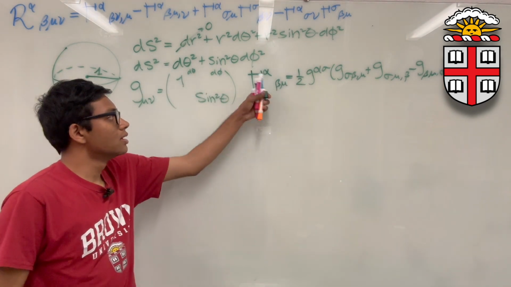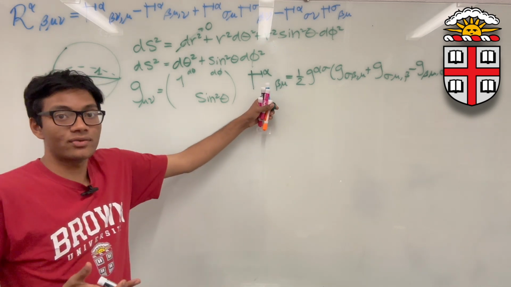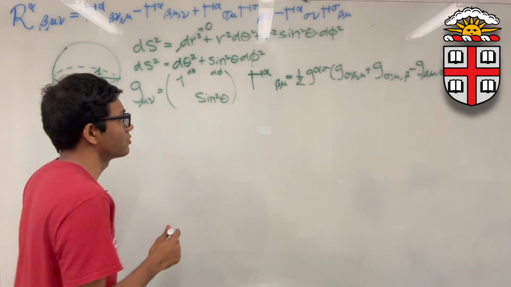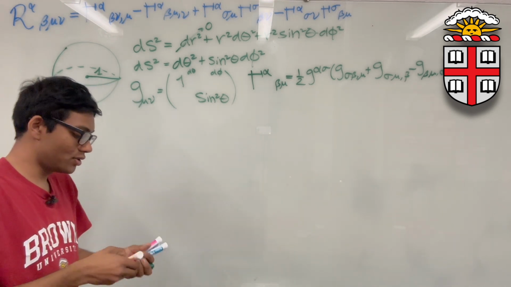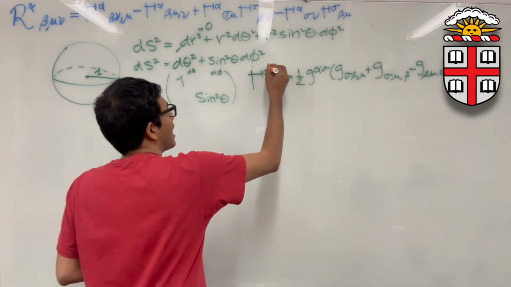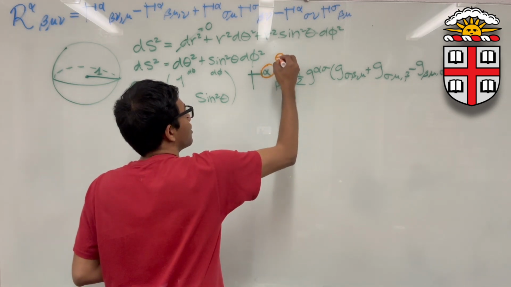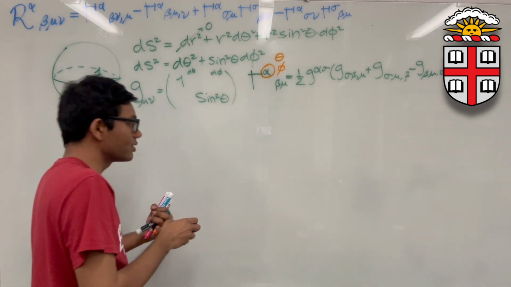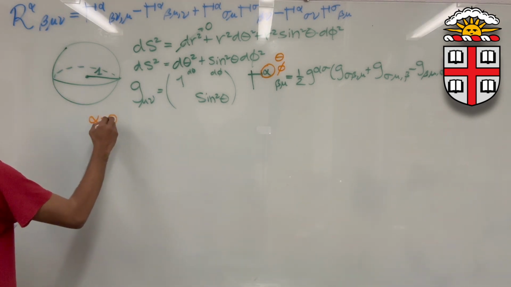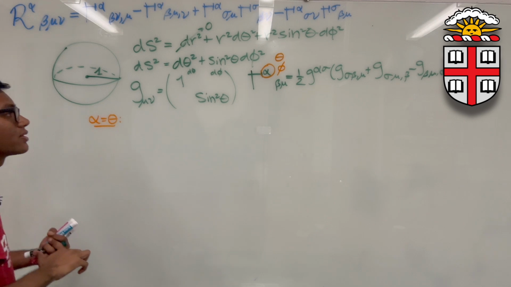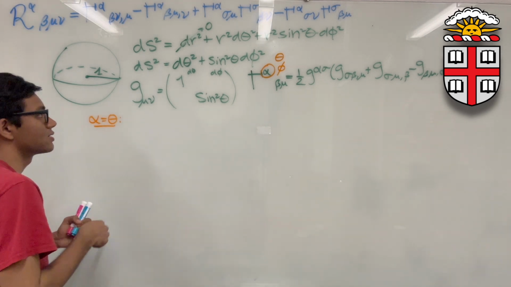At this point, we have to evaluate the Christoffel symbols systematically. That's what I'm going to do. There are two choices for alpha. Those two choices are alpha can either be theta or it can be phi. So let's start off with alpha being theta. This is our first case. Alpha is theta. Let's evaluate all the Christoffel symbols for that case.